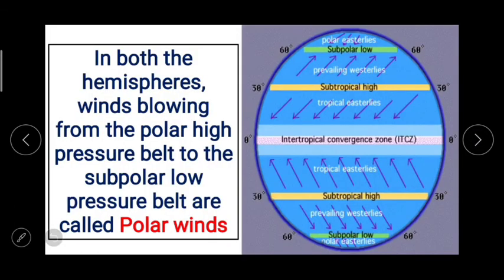Now in both the hemispheres, winds blowing from the polar high pressure belt to the subpolar low pressure belt are called polar winds. Generally, this type of winds blow from east to west. Here you can see subpolar.